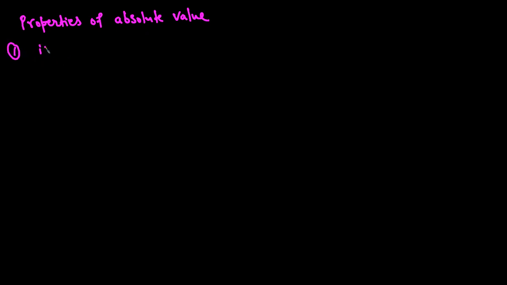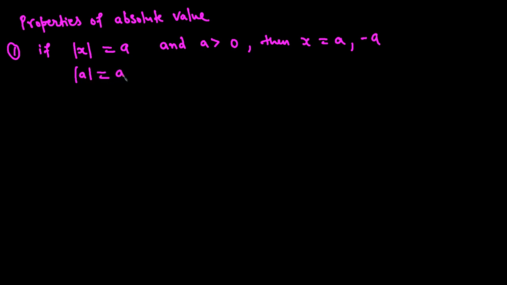Let's say x is equal to a, and a is greater than 0. Then x is going to be either a or minus a, like we did in the previous example. Either it's positive a, the absolute value is again a, or it's a negative a, it's still going to give me answer a.